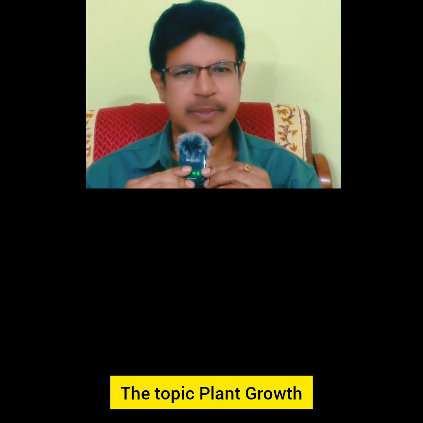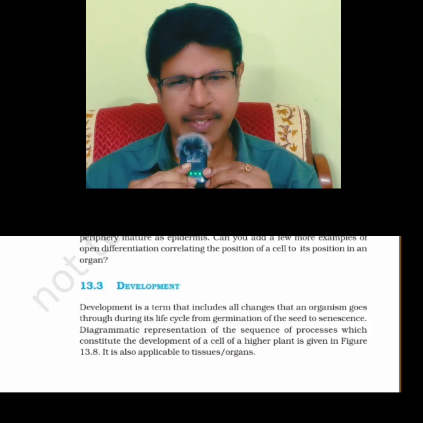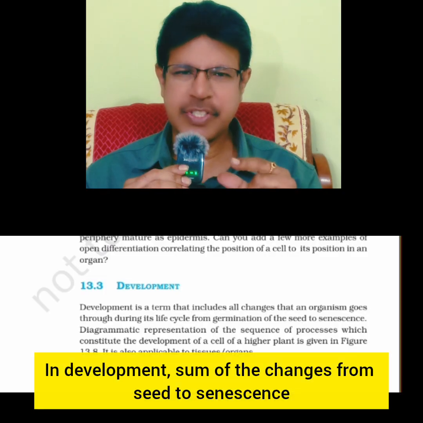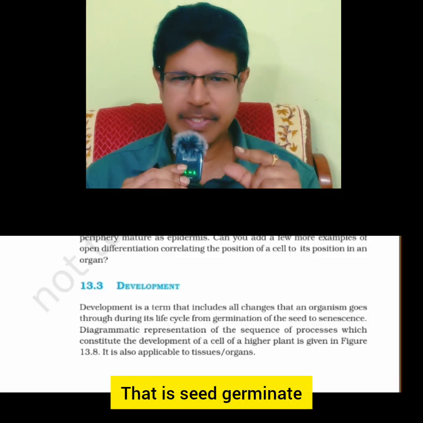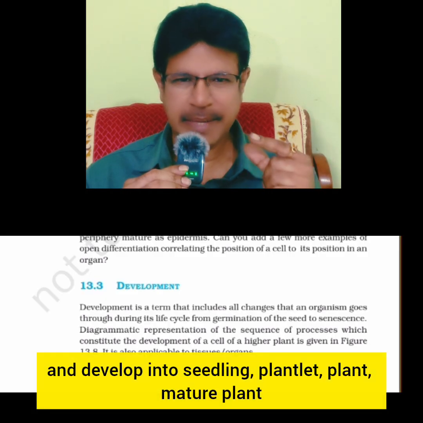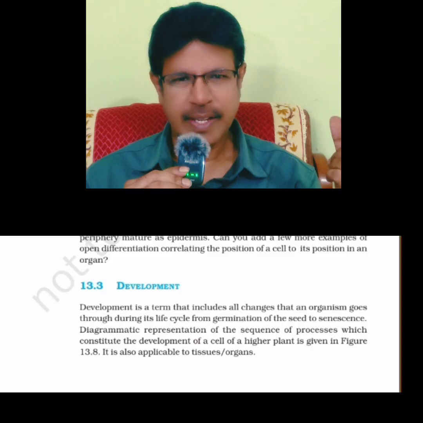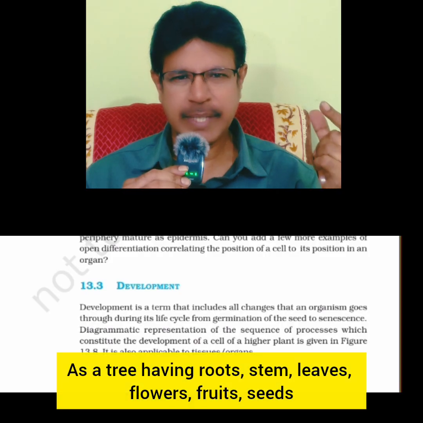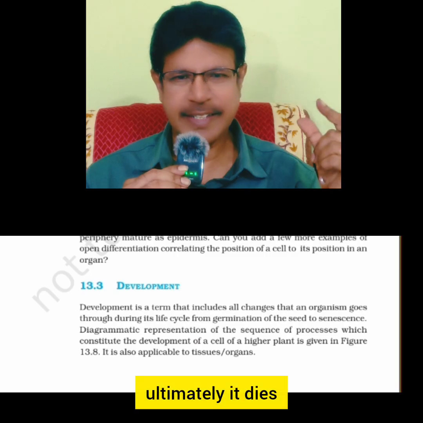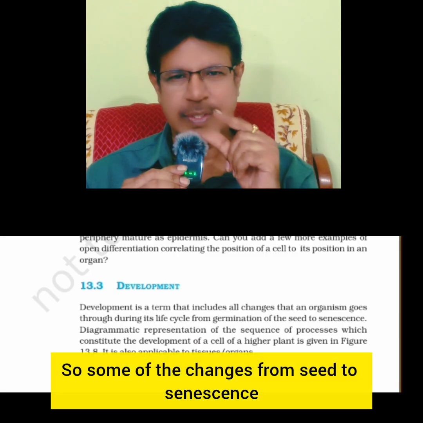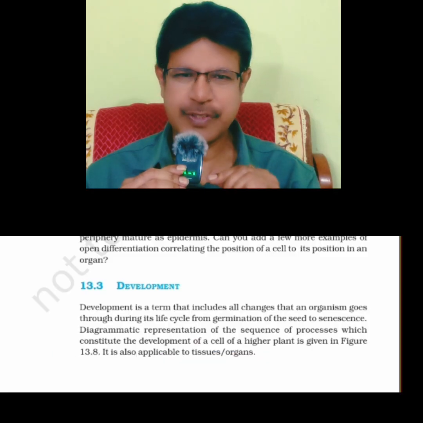The topic is plant growth and development, and the subtopic is development. In development, there are changes from seed to senescence. That is, a seed germinates and develops into a seedling, plantlet, plant, and a mature plant, that is a tree. The tree has root, stem, leaves, flowers, fruits, seeds, and ultimately it dies. So some of the changes from seed to senescence is the development.